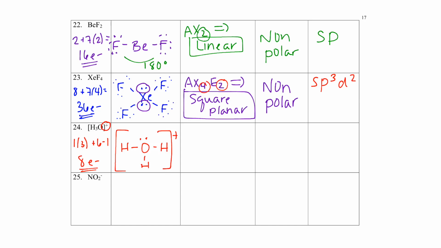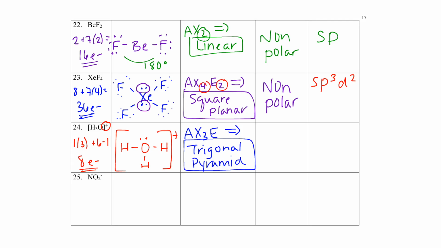Okay? So for our AXE notation, this would be AX3E, because we have 3 attached atoms, those 3 hydrogens, and then 1 lone pair of electrons. Remember, it's lone pairs, not single electrons. So something that's AX3E is better known as a trigonal pyramid. It's like a 3D pyramid with an electron pair sticking out of the top of it.